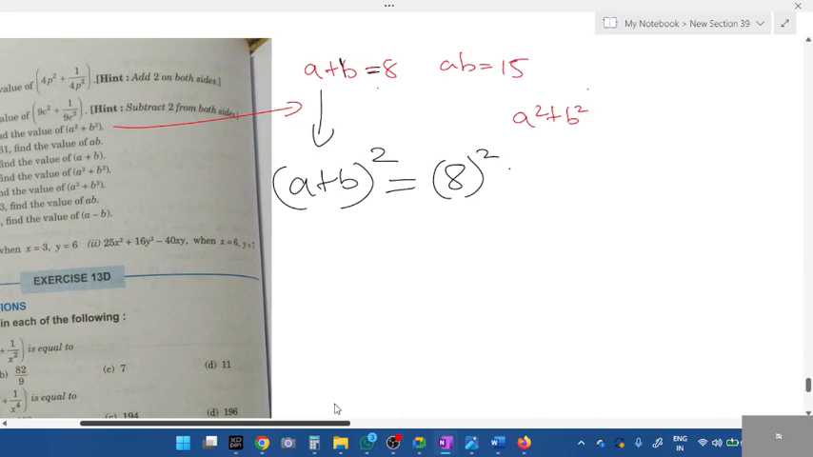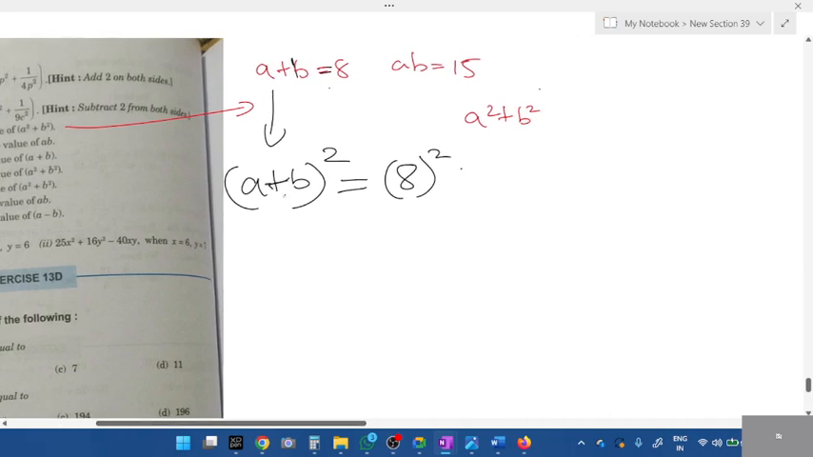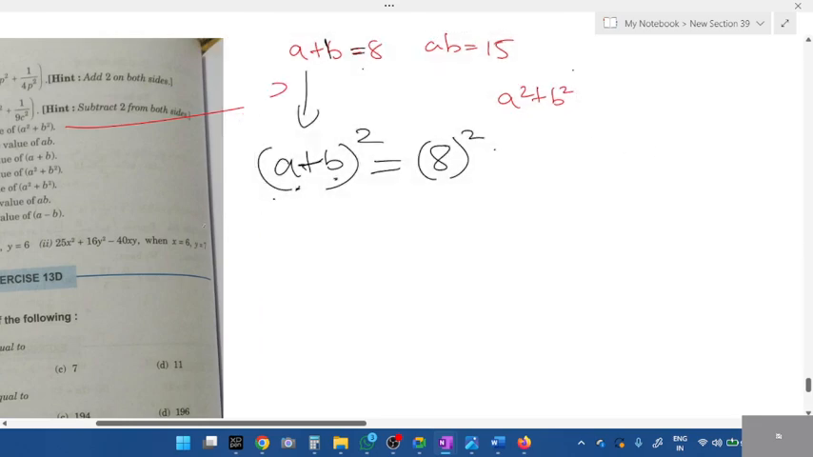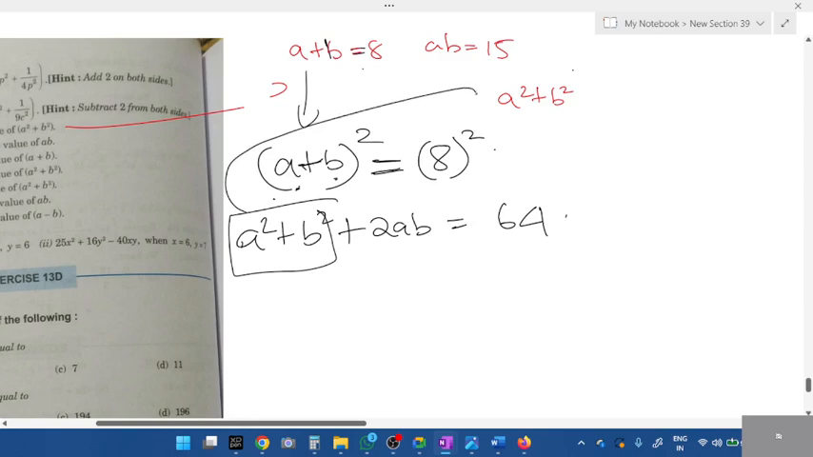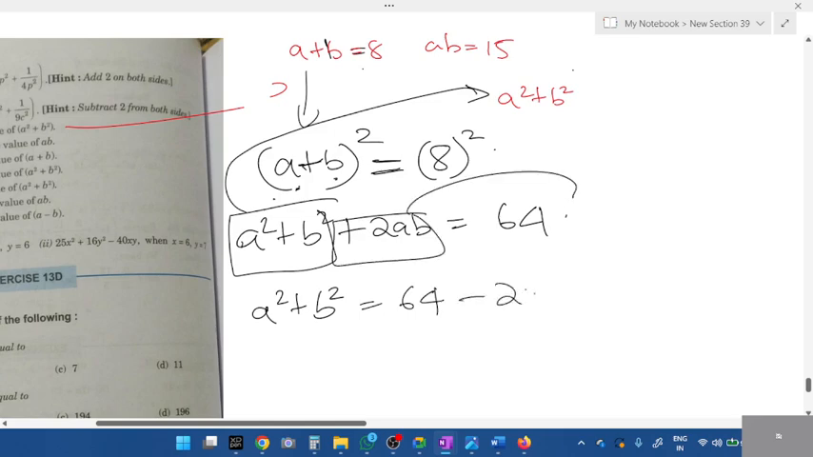Next. After this, what is a plus b the whole square formula? Which formula can we use here? a plus b or a minus b? What is a plus b the whole square? a square plus b square plus 2ab is equal to what is 8 square? 8 square is 64. In this, what answer do we need? We need a square plus b square. Keep that on the left hand side. Whatever is there, shift on the right hand side is equals to 64. Shift this to the right hand side, minus 2ab.